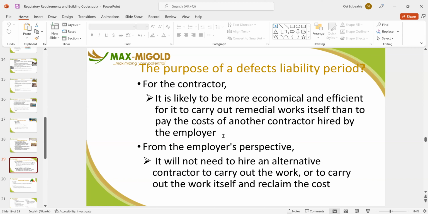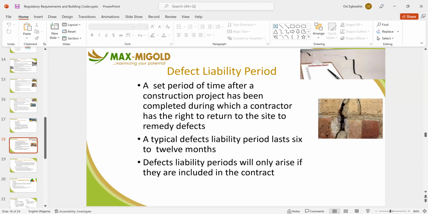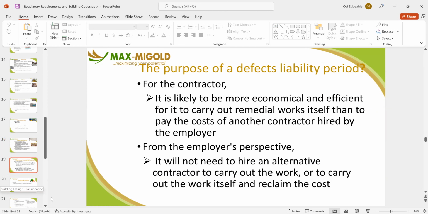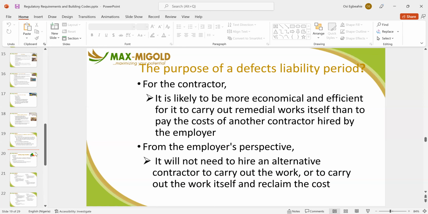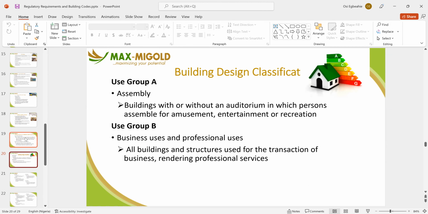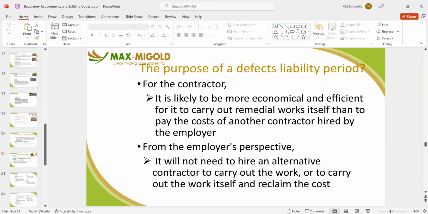From the client's perspective, it will not need to hire an alternate contractor to carry out the work, or carry out the work itself and reclaim the costs. The client will not need to hire any other contractor to carry out the work, because everything would have been properly catered for.